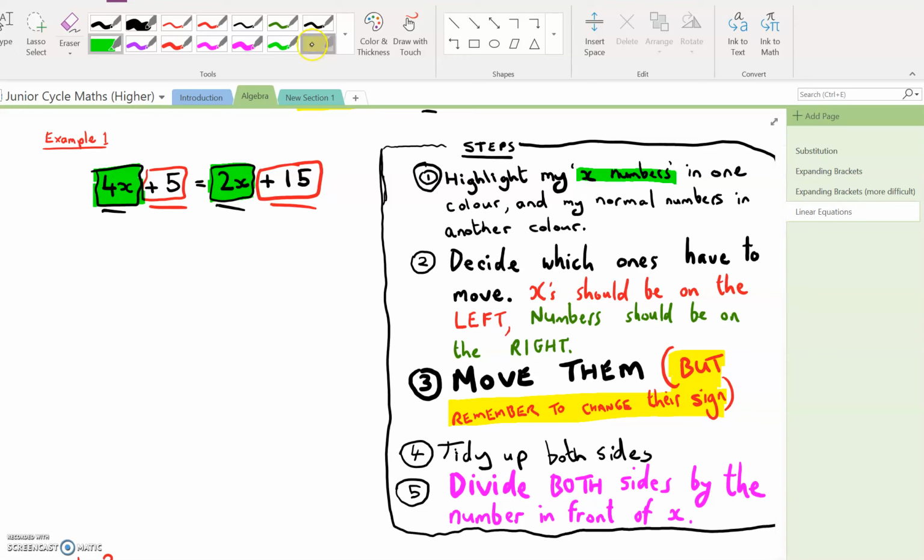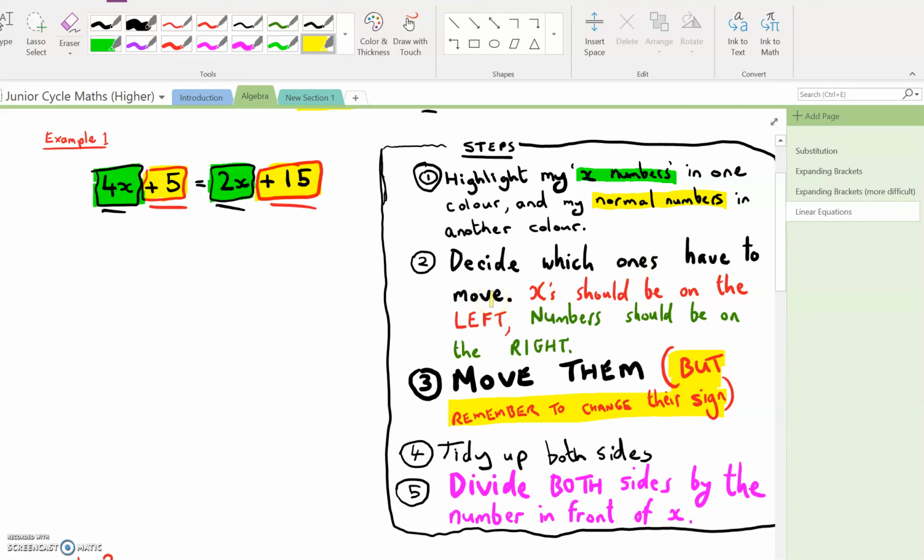And I have to highlight my normal numbers in another color. I'm going to pick yellow. So here's a normal number. And here's a normal number. Okay, I've done step 1. Now on to step 2. Decide which ones have to move.